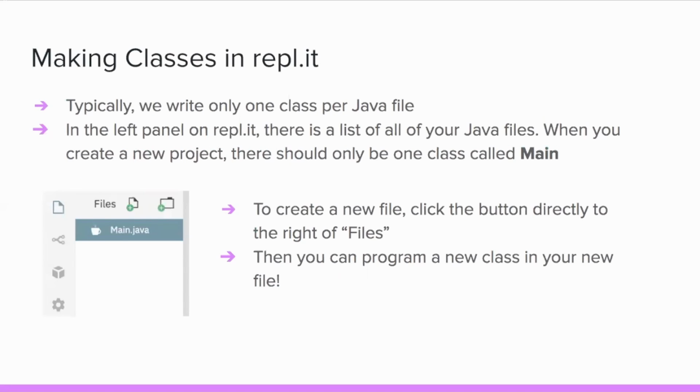Now, we'll take a look at how to make classes in Replit. Typically, we only write one class per Java file. Still, we'll go over how to make additional Java files. In the left panel, there is a list of all your Java files.